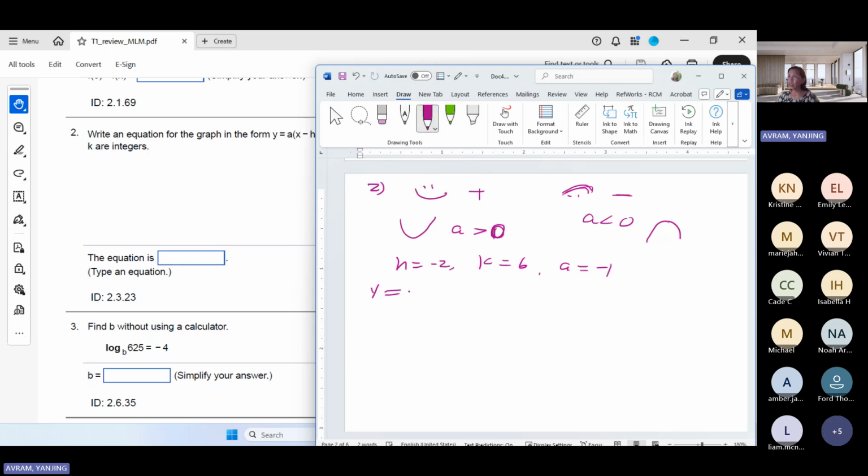y will equal to negative. We don't have to write down 1 in here. We just need to have a negative. x minus h. Okay, h is -2. So minus -2 is +2, squared.